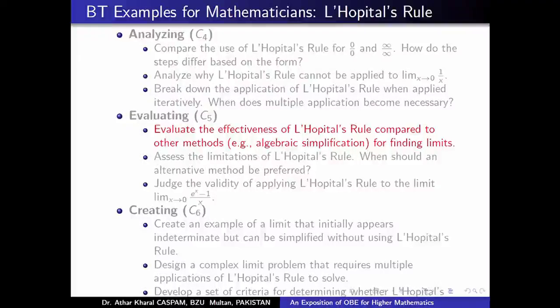For example, evaluate the effectiveness of L'Hopital's rule compared to other methods. So this question should be asked once the student has learned all the algebraic simplification techniques and the L'Hopital rule. At the end of both these techniques or some other techniques, this question should be put, which is a very hard question. Assess the limitations of L'Hopital's rule. When should an alternative method be preferred? Now we are asking these questions for a student who is there to learn only univariate calculus, and probably we teach the L'Hopital rule in the first few weeks. How they are able to do it, this remains a question.